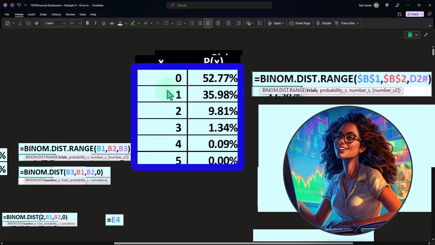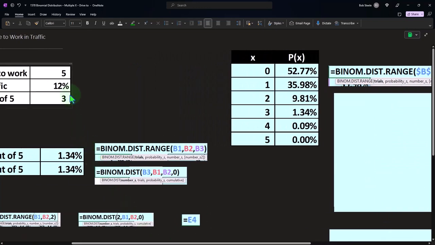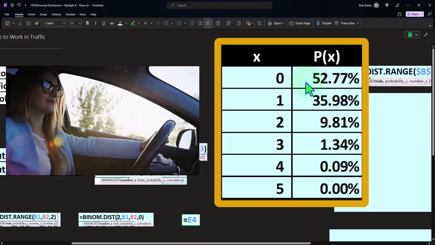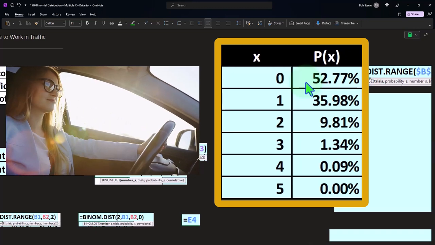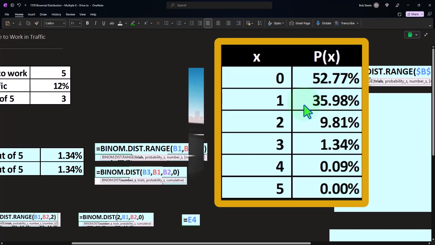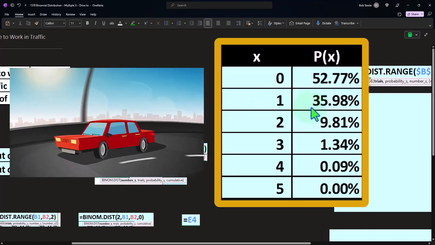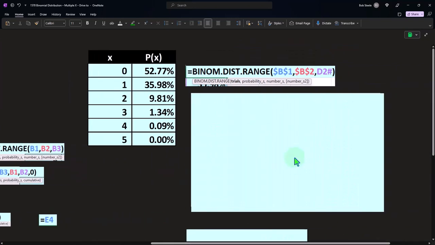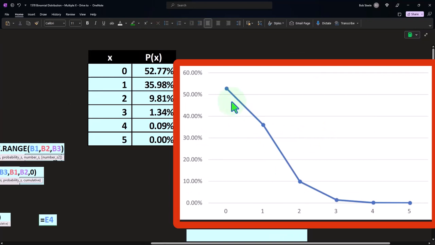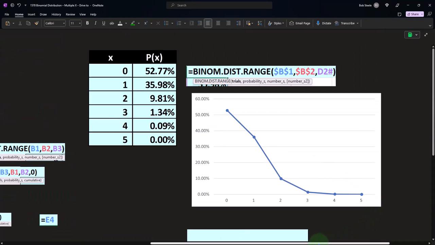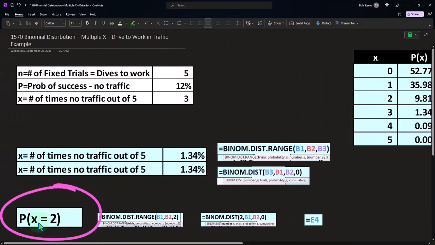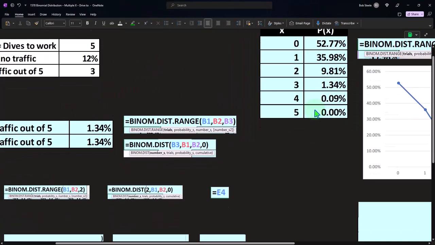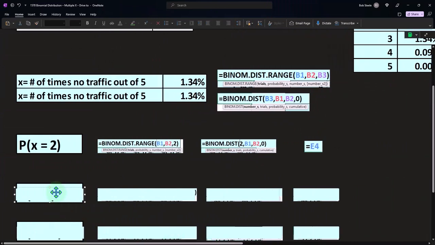So the probability that we have 0 days is quite high. Remember that we had a 12% likelihood that we don't get traffic, so it's a high likelihood that we do get traffic. So to have 0 days of a traffic-free week is likely, meaning we don't get any traffic-free time. If we get 1 traffic-free day, 35.98%, 2 days of traffic-freeness, 9.81%, 3 days, 1.34, and so on. If we plot this, it looks something like this. And if I was to compare that to calculating just for P equaling 2, I can then find it right here, P equals 2, which is this 9.81.